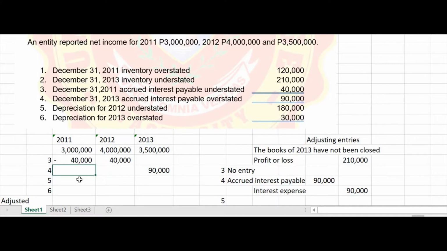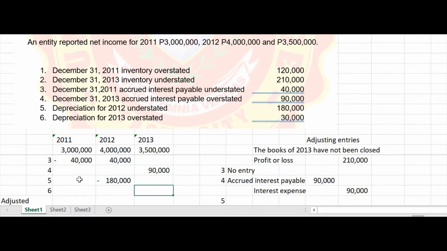Okay, that's number 4. Number 5 and number 6 are both understatement and overstatement of depreciation. And errors in depreciations are non-counterbalancing, meaning to say hindi siya maka-affect sa net income the subsequent year. Okay, so for 2012, we have depreciation for 2012 is understated. So if understated yung depreciation, understated yung expense. So therefore, overstated yung net income natin by 180,000.